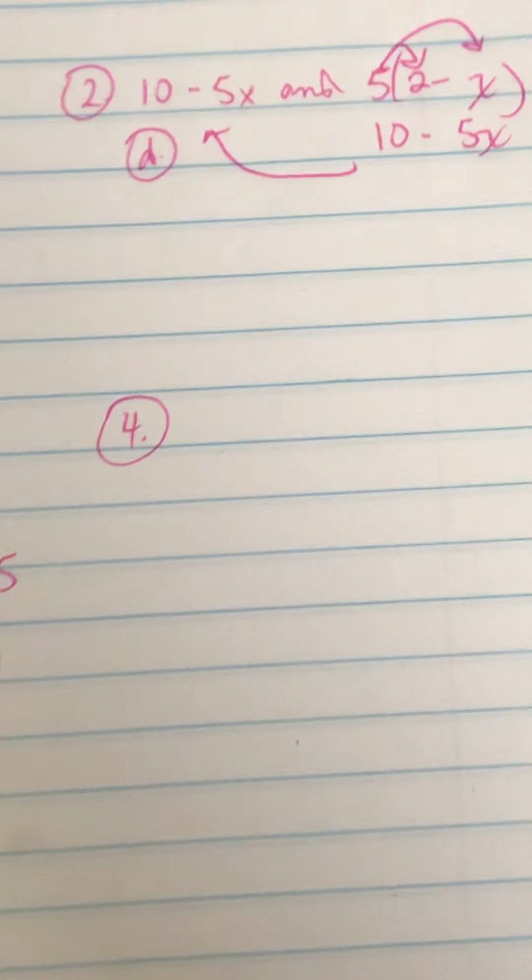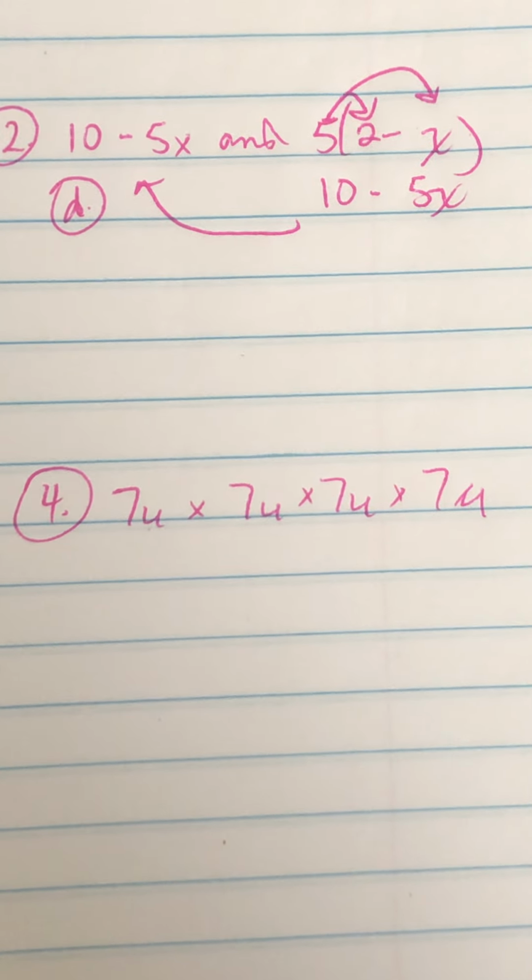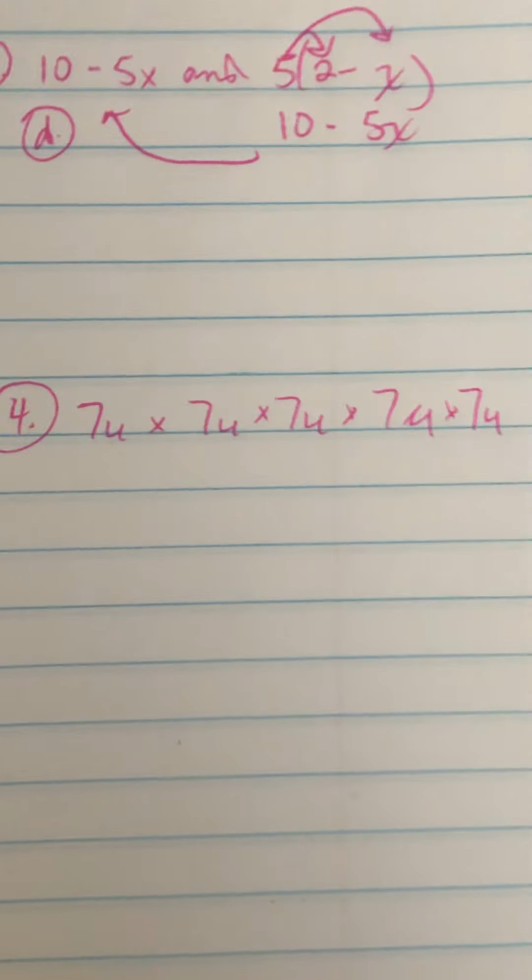All right, number 4. Let's see if we can keep this under 11 minutes this time. Which of the following expressions is the same as 7u times 7u times 7u times 7u times 7u? When we write that out, that's 7u times 7u times 7u times 7u. Is that 5? No, that's 4. We need one more 7u. We're not solving it, it's just asking which one is the same.